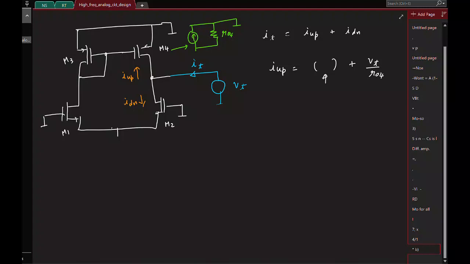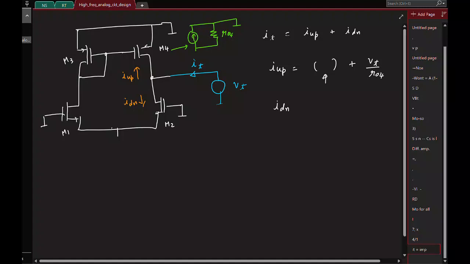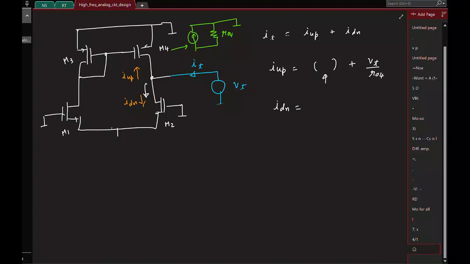I'll say R04. Okay, and let's quickly find what is I down. Remember, I down depends on what is the impedance looking down. Okay, and looking down, what do we have? Let's see. Here I have the transistor M2, and then something is connected to the source. And what is the impedance looking up?